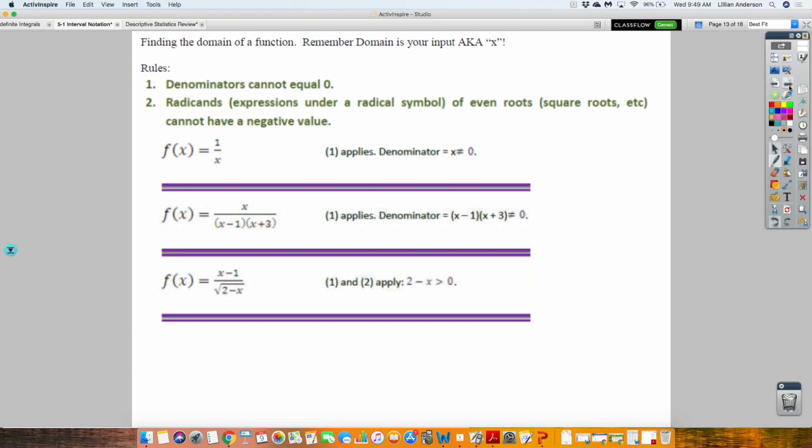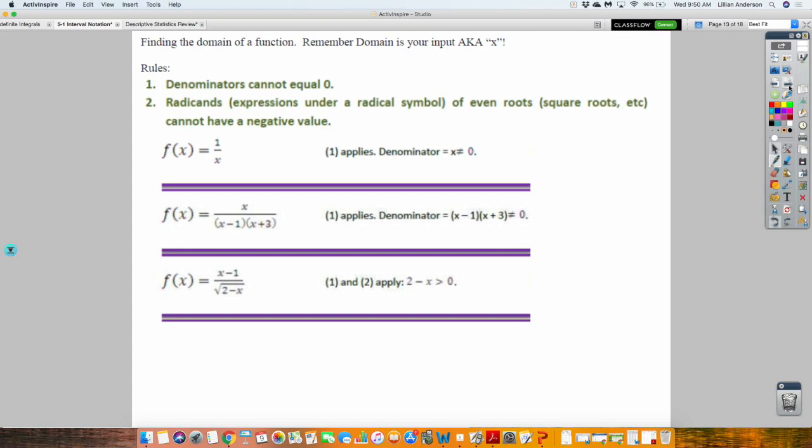The first one, if you have a denominator and you have a variable in your denominator, okay? What number can we not divide by? Zero. Because anything divided by 0 always gives us an error message in the calculator, right? It's undefined there, okay? So, the denominator can never equal 0.